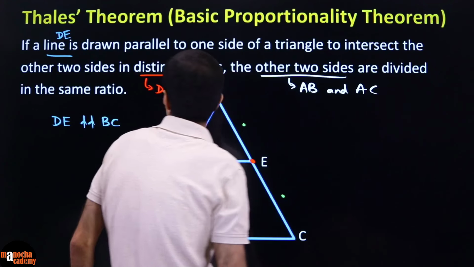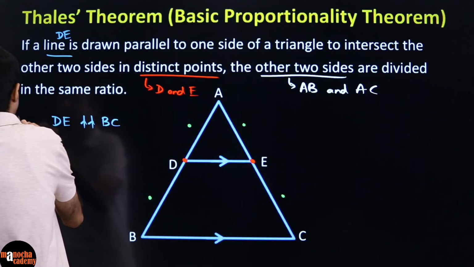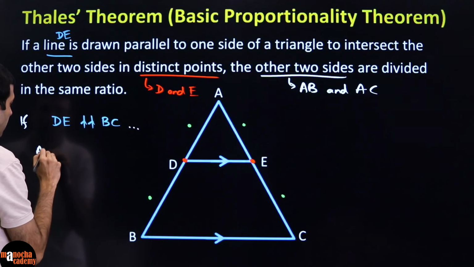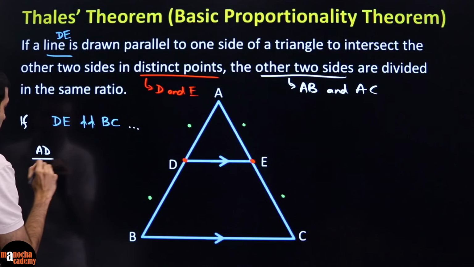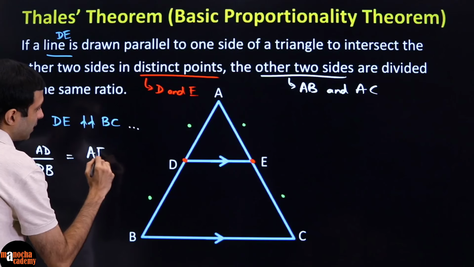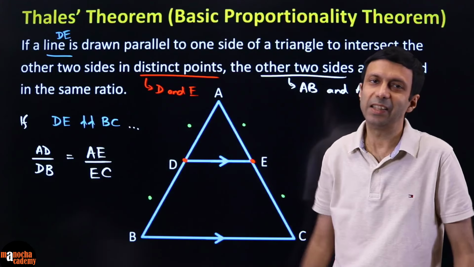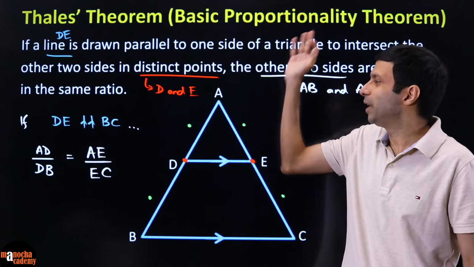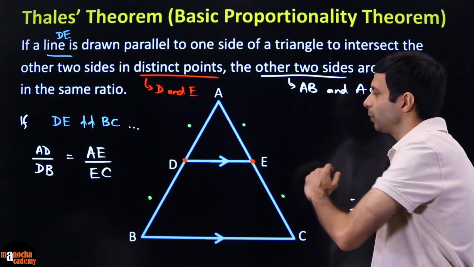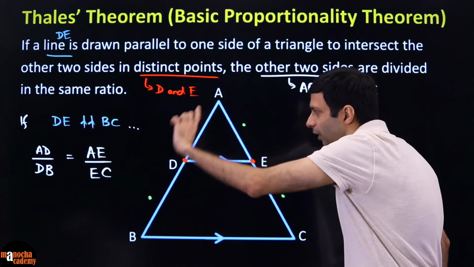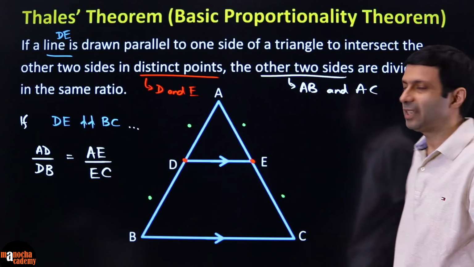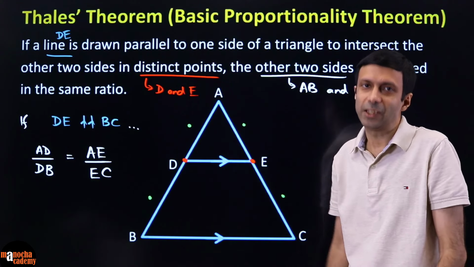So basically this theorem is saying if DE is parallel to BC, then AD divided by DB is going to be equal to AE divided by EC. This is basically Thales Theorem, or also known as Basic Proportionality Theorem. So you can just remember it with this simple diagram. If you draw this parallel line, you can see that this ratio of AD by DB is going to be equal to AE by EC. And ratio means the lengths of these sides.